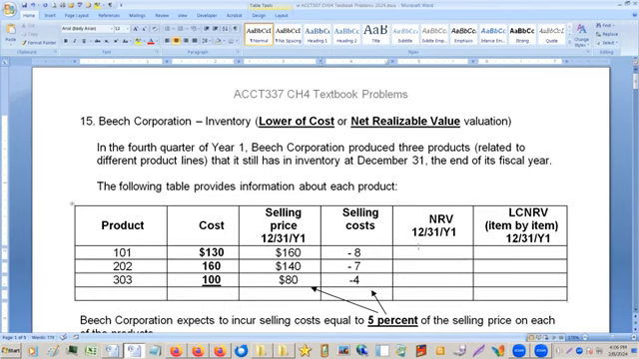So the net realizable values for these are 152. 140 minus 7 is 133. And 80 minus 4 is what, 76? So those will be our net realizable values.